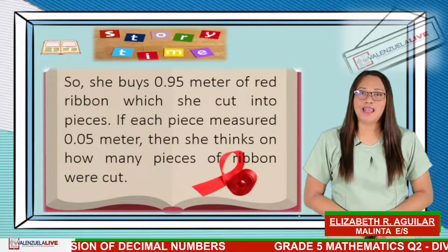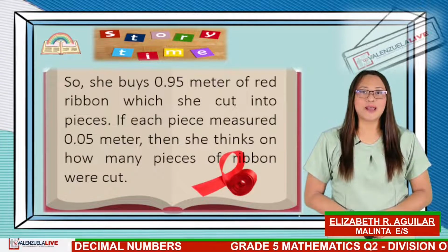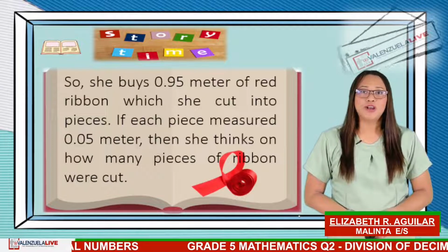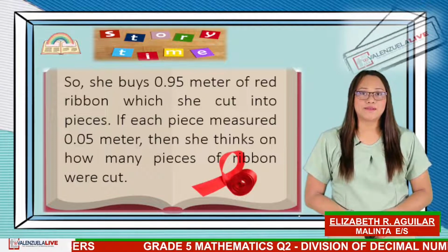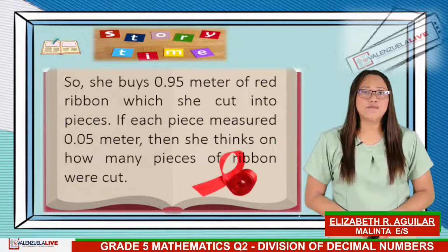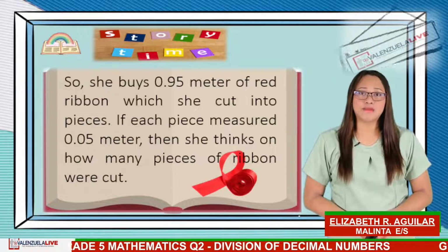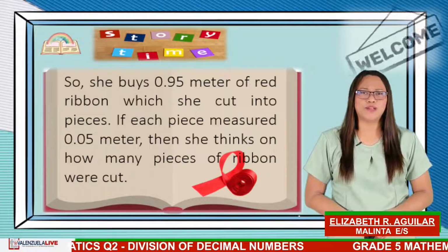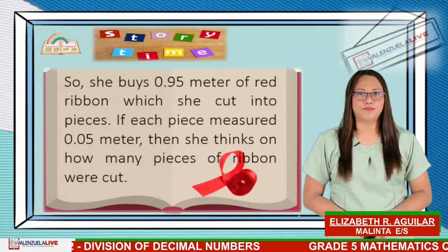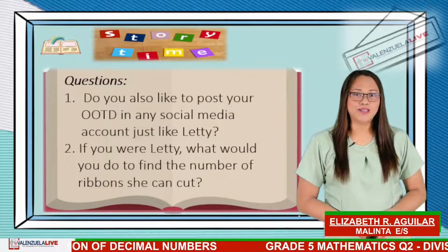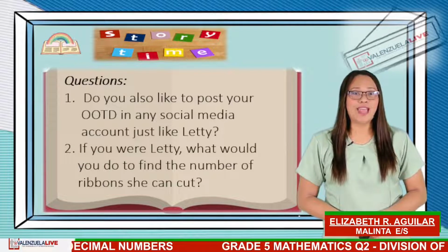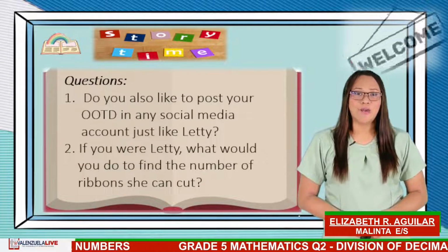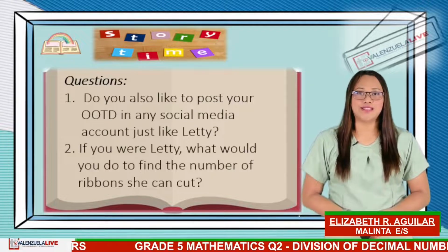So, she buys 9,500 meters of red ribbon, which she cuts into pieces. If each piece measures 500 meters, she thinks about how many pieces of ribbon were cut. Okay, so do you like the story for today? Well, I hope that you enjoyed listening.